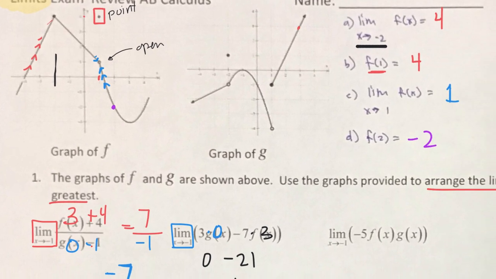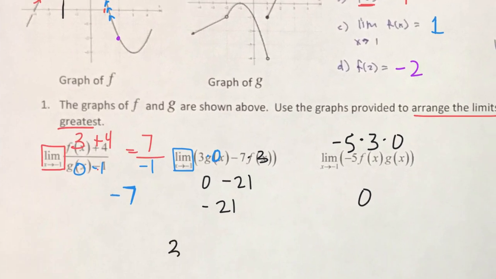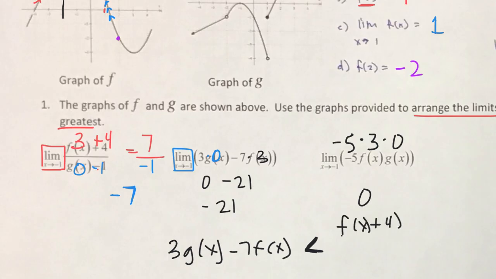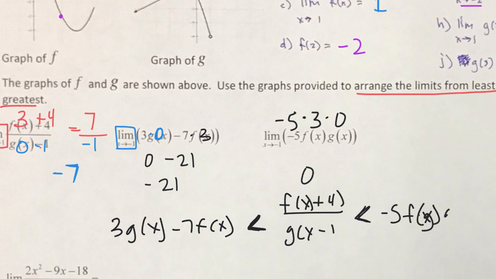And our last one, -5 times, I believe this was 3 again, times g of x, which is 0. So this limit is going to be 0. So which of these is the smallest? Well, the 3 g of x minus 7 f of x, right? That limit is smallest. And then our next one would be f of x plus 4 over g of x minus 1. And then the largest of these functions would be minus 5 f times g, right? Being lazy and not, oh no, I'll write of x.